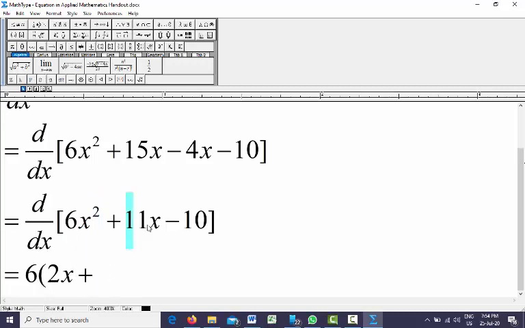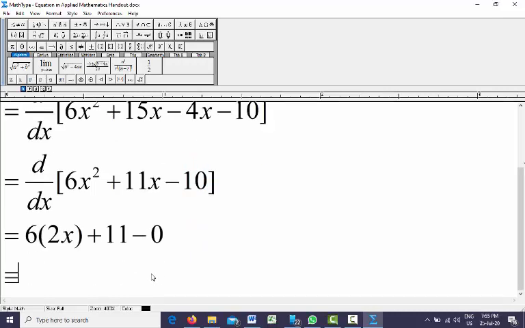Plus, now we will do differentiation of 11x. If you do differentiation of this one, you will get 11, and then minus, if you do differentiation of the constant 10, you will get 0. So 12x plus 11. That's the answer.